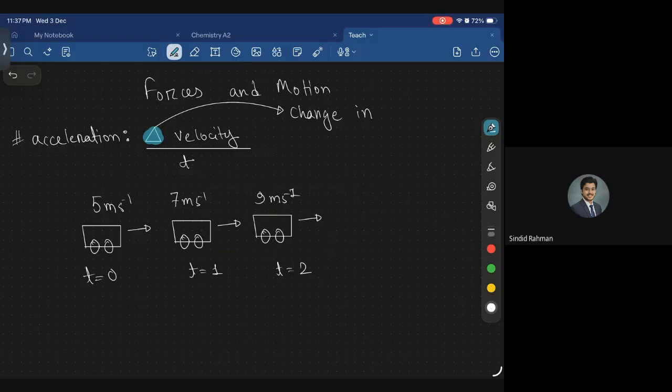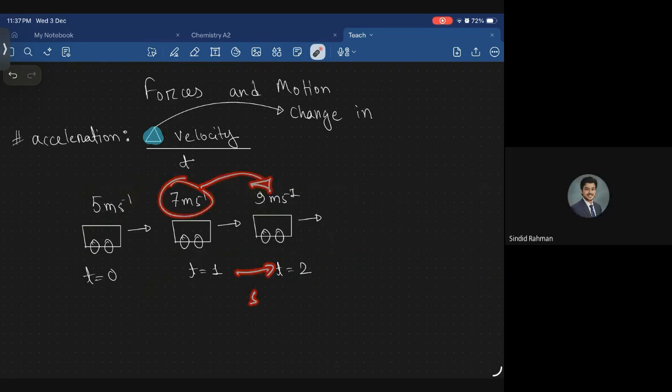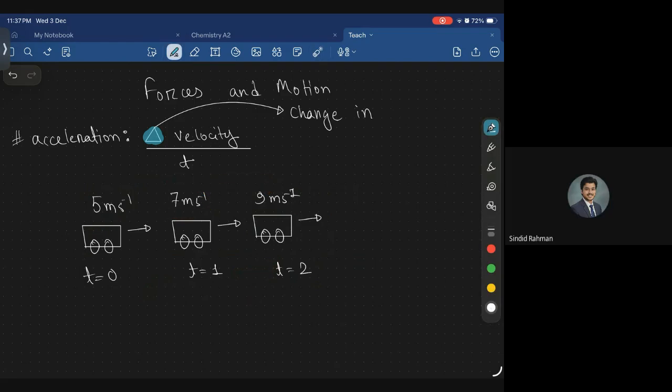So basically when the time was 0, the car was moving with a 5 meter per second speed. When the time was 1, the car was moving at 7 meters per second. And when time was 2, this car is moving with 9 meters per second. Can you see that the speed is changing every second? The speed is increasing every second, right? What is the difference between the speeds, like how much did we add to 5 meters per second?